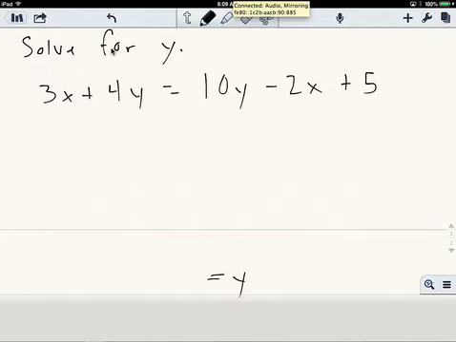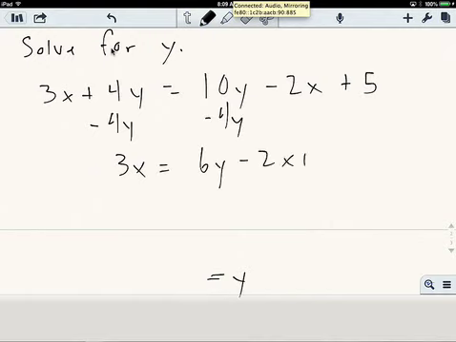So to solve for y here, again, we need to end up with something that says y equals all on its own. And so in order to do that, I noticed that there are y's on both sides of the equation. And so just like before when you had variables on both sides of the equation that you wanted to collect to one side, you need to start by subtracting those or adding them. So I'm going to take away 4y here. And so I get 3x is equal to 6y, because 10y minus 4y is 6y, minus 2x plus 5.